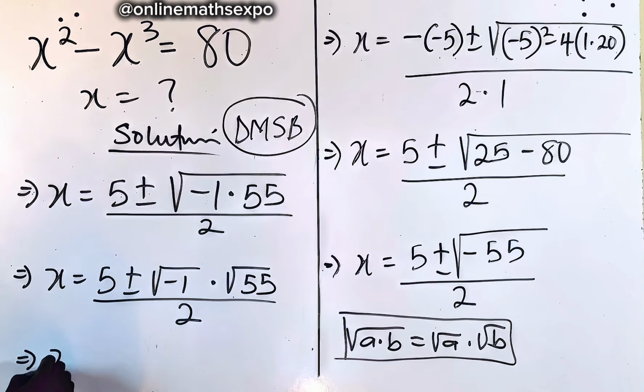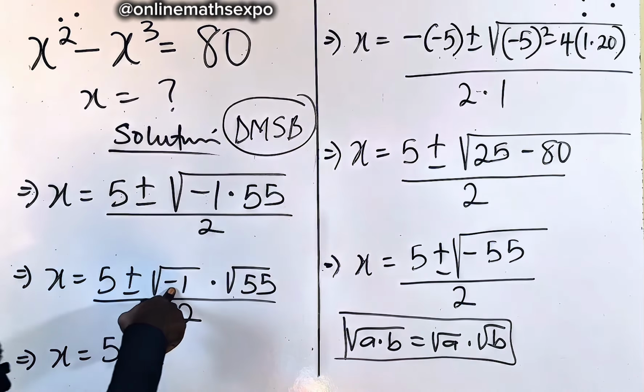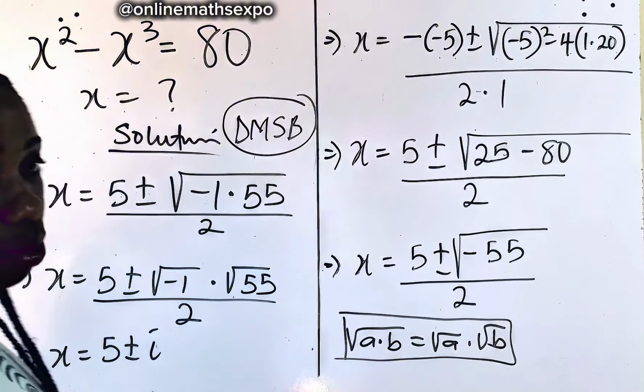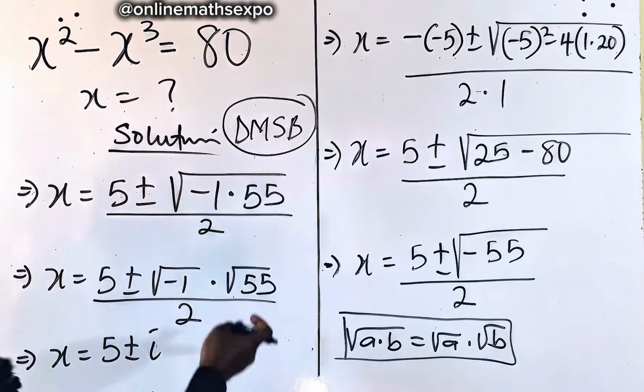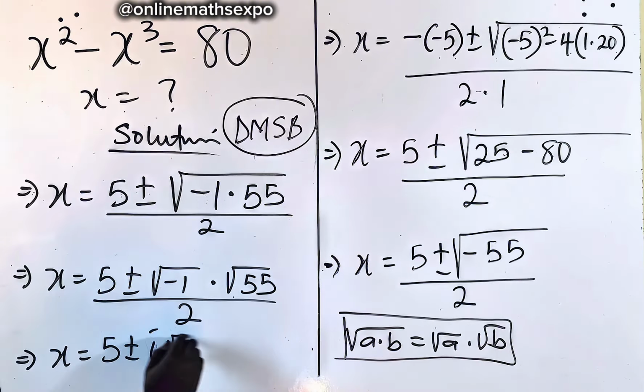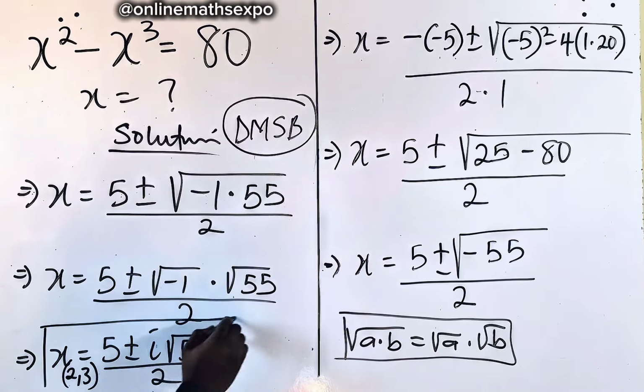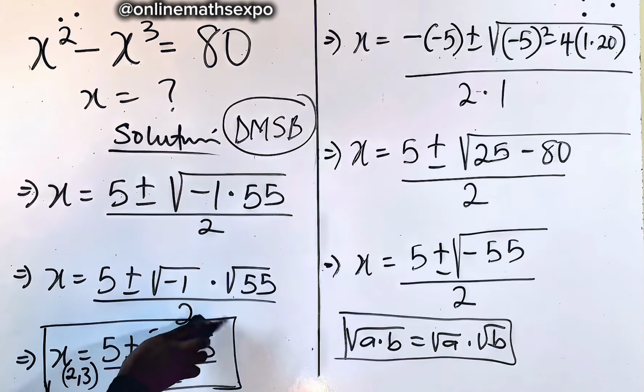And this gives us x is equal to 5 plus or minus. Square root of negative 1, we always use i, the imaginary unit, to replace it. Now 55 does not have a perfect square in it. In that case, we are going to leave it in this form as root of 55 divided by 2. So this gives us the second and third value of x. So we are going to gather these x values together.